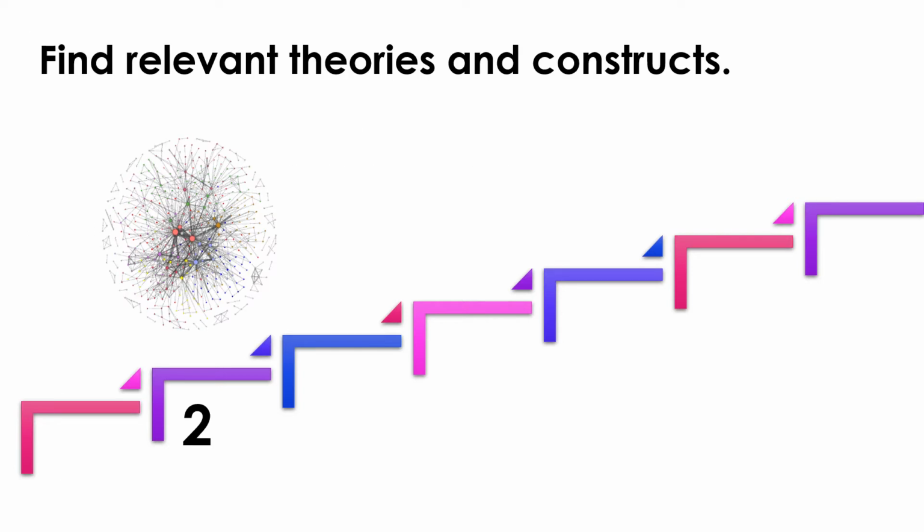Step number 2, find relevant theories and constructs. How to find relevant theories and constructs? You'll need to know at least the mainstream literature in your field. That's exactly what I did when I was a new scholar. I first identified the top journals in my field, which was educational leadership. I then looked into every published empirical article in those journals, starting from the most recent ones to the earlier ones.